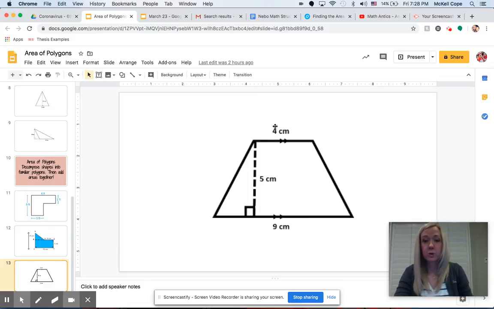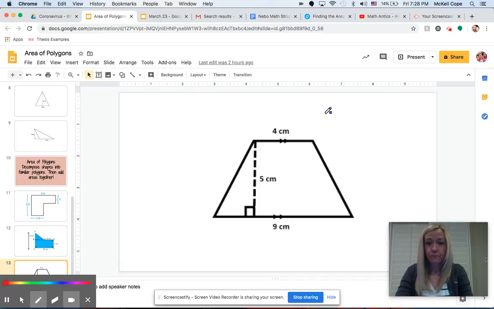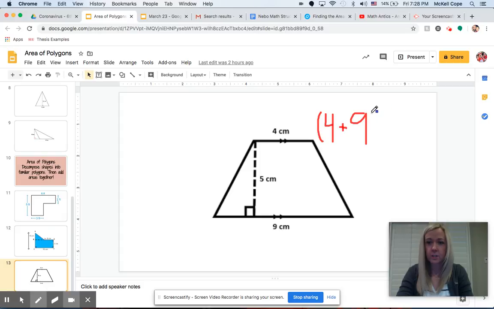So here I'm going to do base 1, which is 4. Let's get our drawing here. So base 1 plus base 2, which is 9. So 4 plus 9. Now I need to make sure that I do this first because that's going to give me the whole base of the rectangle if I were to put 2 of them together. And then I'm going to times that by the height, which is 5.